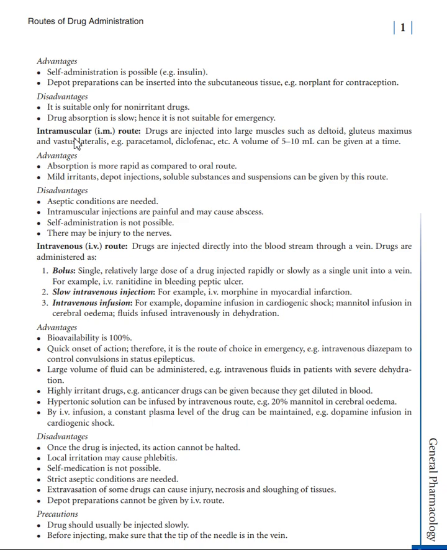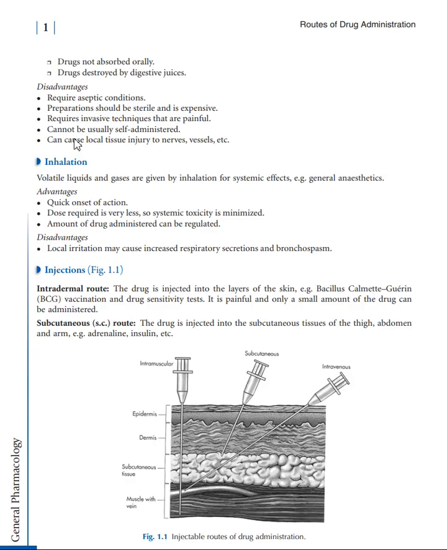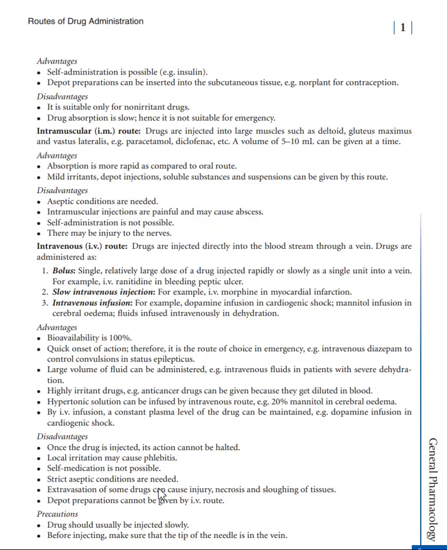Then intramuscular route. You can see the intramuscular injection is inserted into the muscle, that is the layer below the skin. Drugs are injected into large muscles such as the deltoid, gluteus maximus, and vastus lateralis. Examples are paracetamol and diclofenac. But only 5 to 10 ml is given at a time.